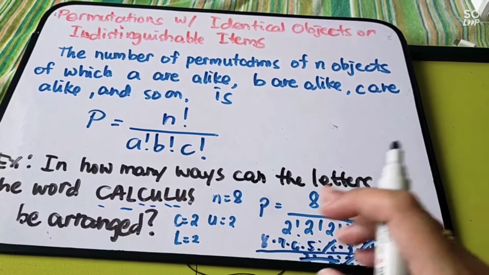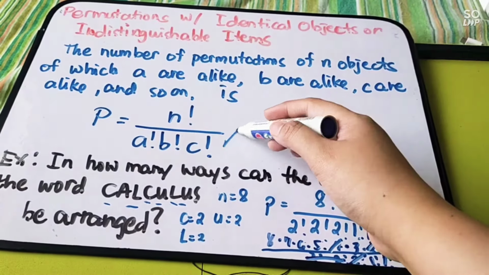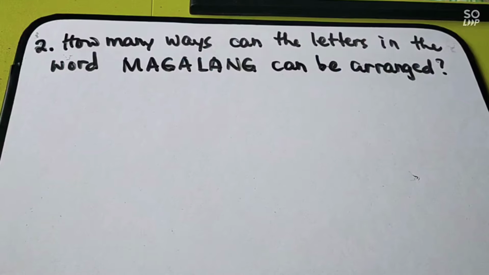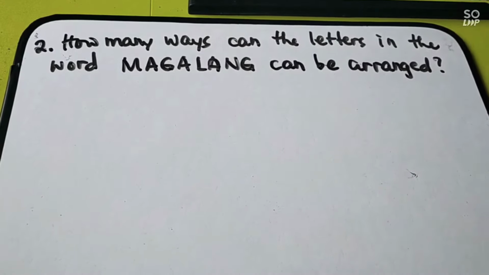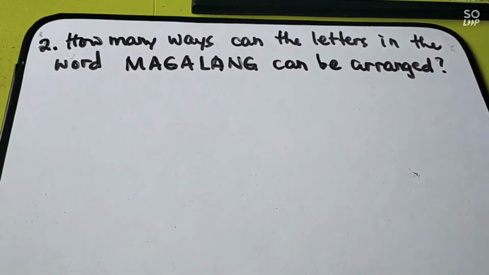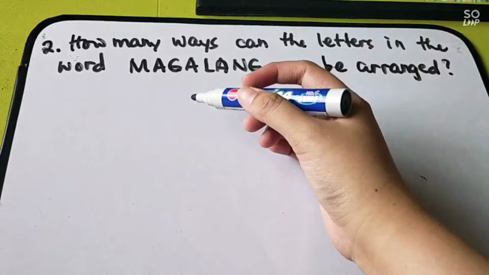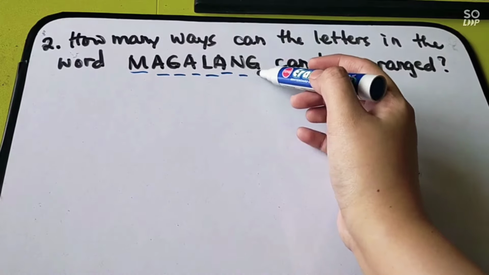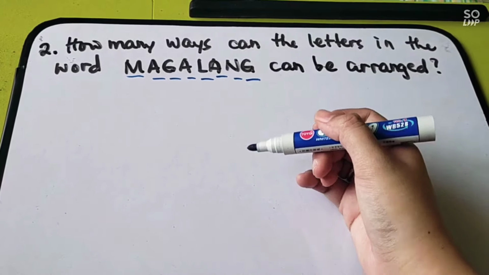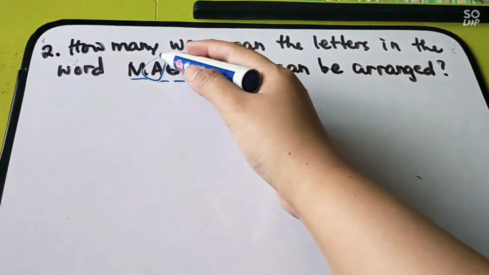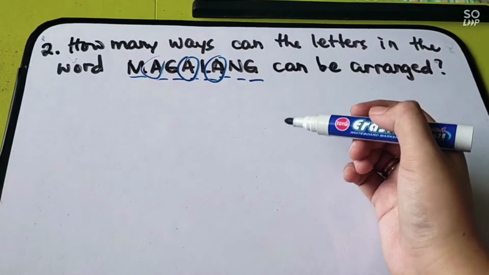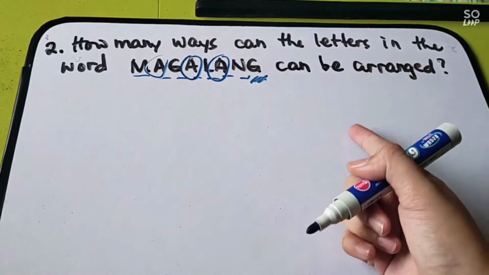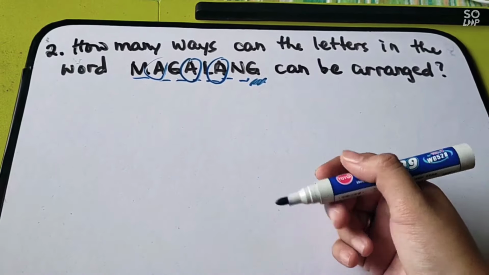Okay? So, meron kang objects na magkakamuka. Ito ang formula na gagamitin mo. Is it clear? Let's have another example. Number 2. How many ways can the letters in the word magalang be arranged? So, we have how many objects? 1, 2, 3, 4, 5, 6, 7, 8. We have 8 objects. So, may naulit. Ayan, 1, 2, 3. Ayan, si letter A, tsaka si letter G. So, ang gagamitin natin ay permutations with identical objects.